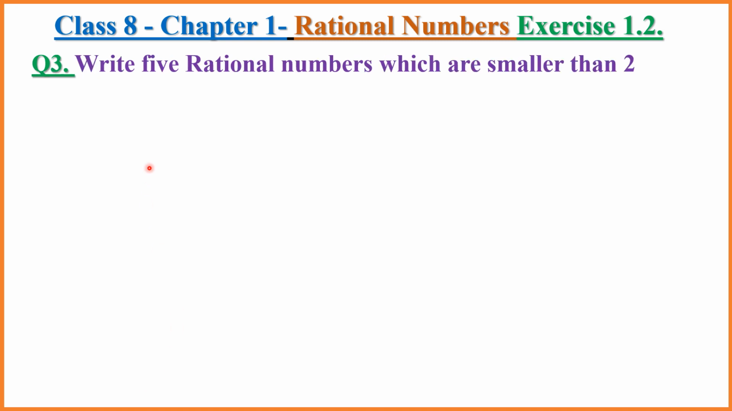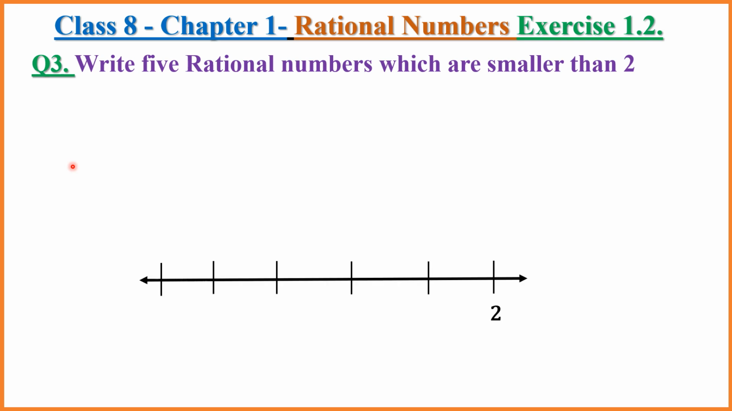Question number 3. Write 5 rational numbers which are smaller than 2. This is a very simple question. You can write any 5 rational numbers less than 2. So, if you look at a number line, what are the numbers less than 2?